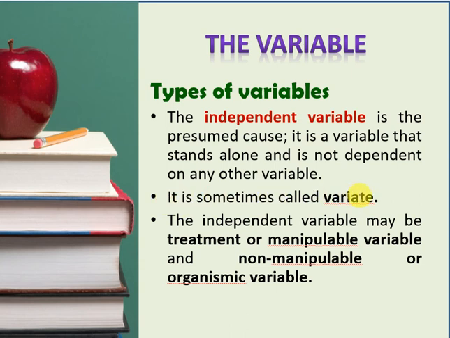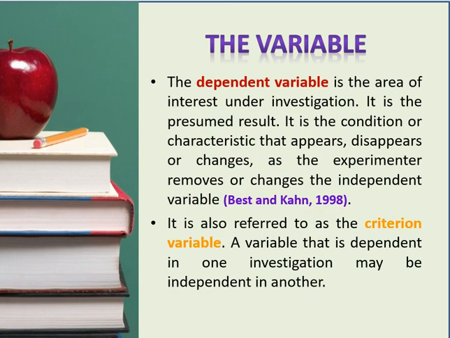It is sometimes called variate. Ayan. Independent variable may be treatment or manipulable variables. Pwede rin naman non-manipulable or organismic variable. Pag non-manipulable variable, ito yung mga tipong age. Diba? Hindi naman nagbabago ang age dahil gusto mo magbago. Pero yung kanina in example natin about the time spent in social media, yon manipulable yan. Pwede mo kasing pagsama-samahin yung mga todo-todong gumamit ng social media sa isang group. Ayan po. Okay? Yun, dependent variable, syempre, as I said, ito yung area of interest under investigation.